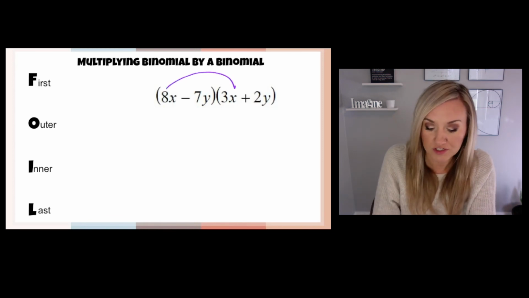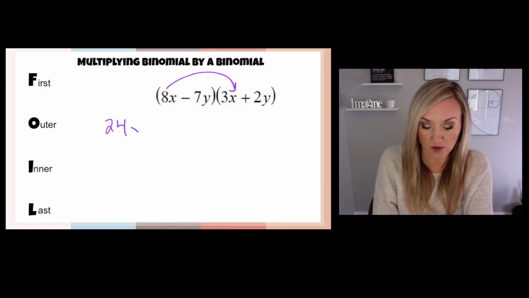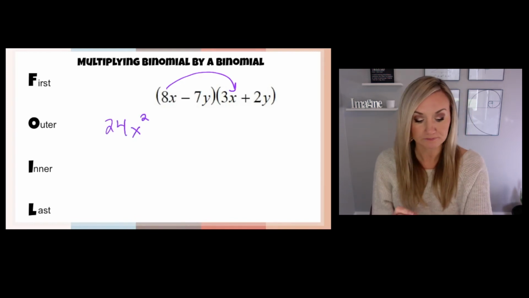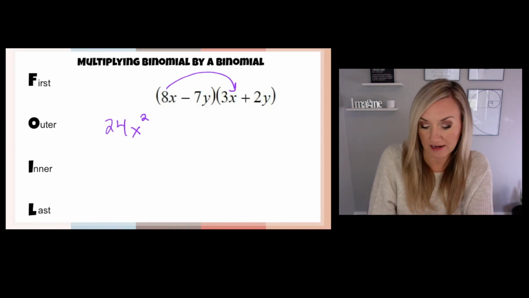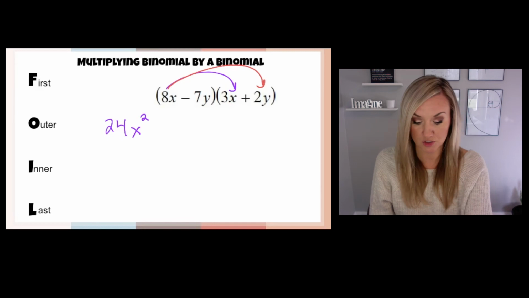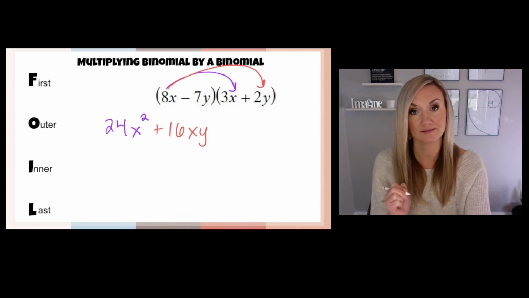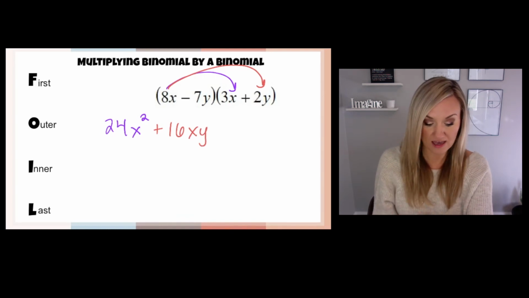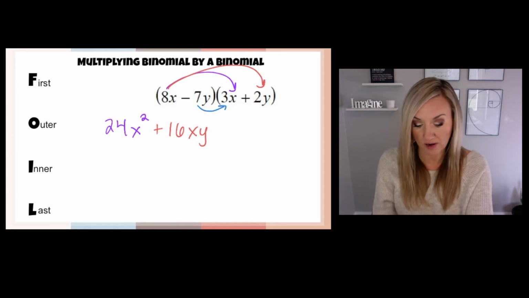So we have first times first, and 8 times 3 is going to give us 24x squared. And then we have the outer, so I'm going to change my color, and I have the 8x times the 2y, so that is going to give me a plus 16xy. Good. Then I'm going to look at the inners, which is a negative 7y times 3y, so that's a negative 21xy.